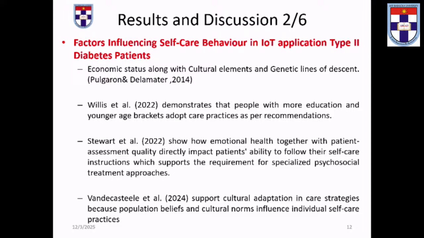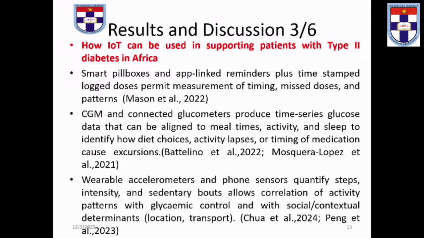Then looking at the factors that influence self-care behavior, we have the economic factor, which is paramount, because of finances, many people cannot adhere to self-care practices. Also, we have genetic factors. Level of education is another factor that affects self-care behavior in type 2 DM patients. The emotional health of an individual and the cultural adaptation of the treatment also affect type 2 self-care behavior.